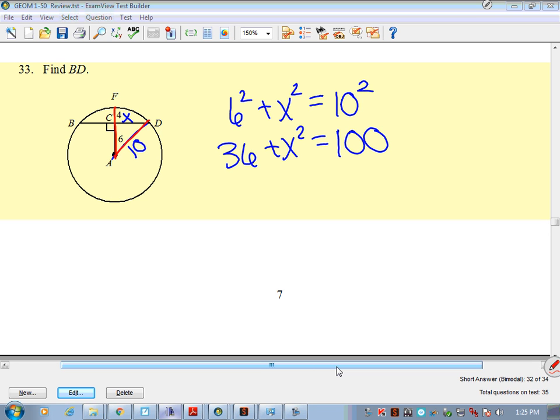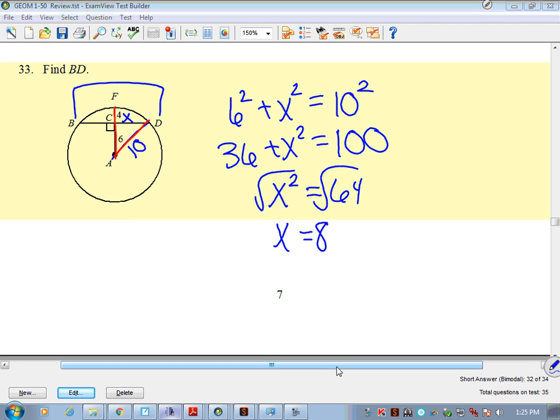AD is also a radius, so they're going to be the same length. If I subtract 36 from 100, I get 64. So x squared equals 64. x equals, because I'm going to square root both sides, x equals 8, which means BD equals 16. Do not forget, it's not asking for CD, although we need CD to find BD. A lot of people are going to end up hopefully getting 8 as part of their answer, but we'll stop right there because they're going to see it in that multiple choice section.